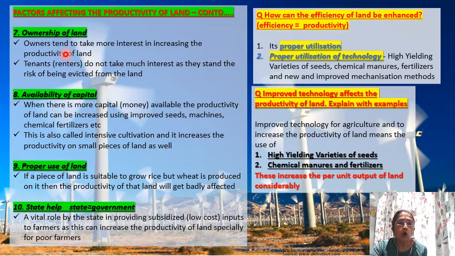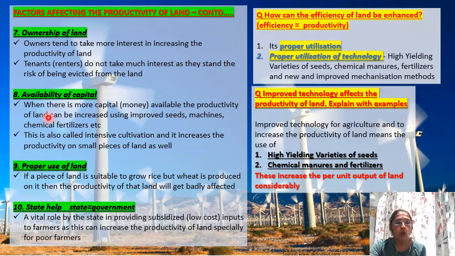Ownership of land. Owners tend to take more interest in increasing the productivity of land. If you're an owner, you will want to increase the productivity of land. If you're a tenant, you're renting land from someone, you do not take much interest as you stand the risk of being evicted from the land. Evicted means asked to leave. So if I own a house, I'll take care of all the carpentry work, the plumbing and everything. If I'm renting a house, I'm like, it's not my house, what's the big deal? Let things just go.